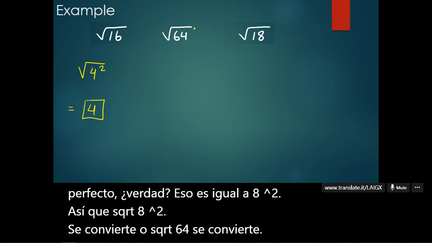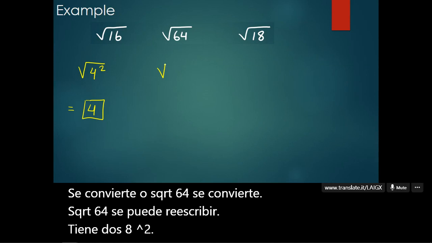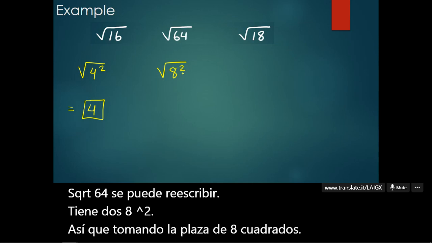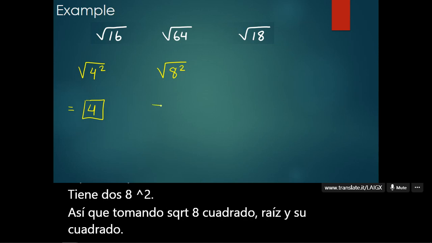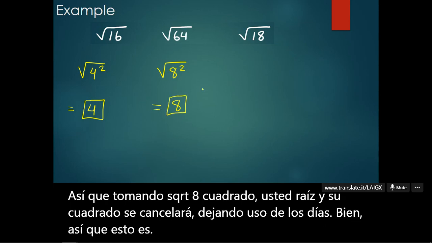The square root of 64 can be rewritten as 8 squared. So taking the square root of 8 squared, your root and your square will cancel out, leaving just the base. So this is equal to 8.